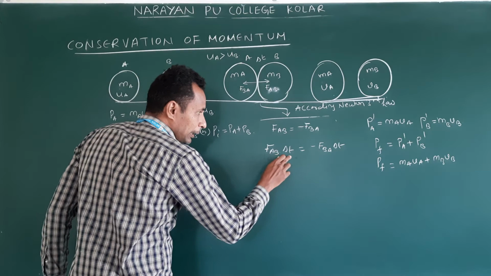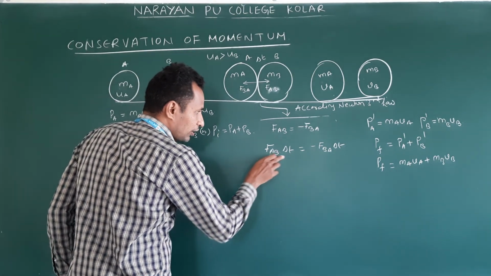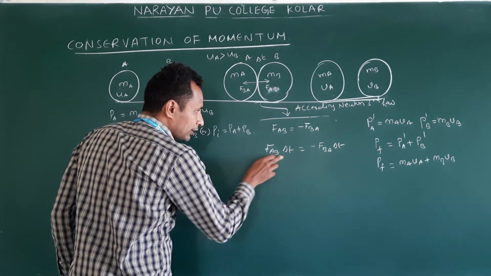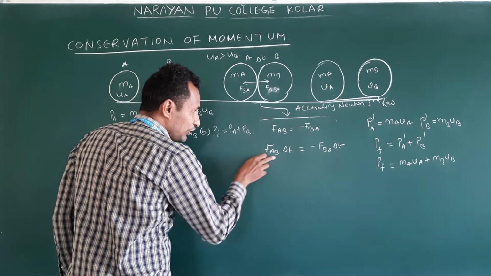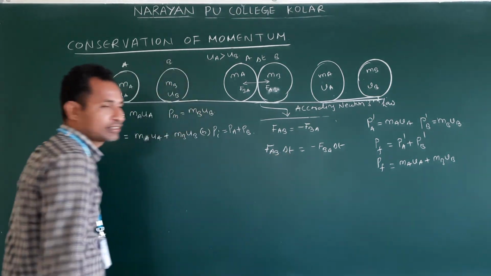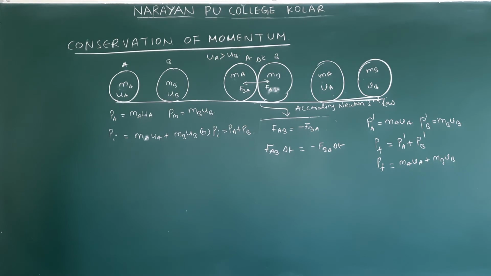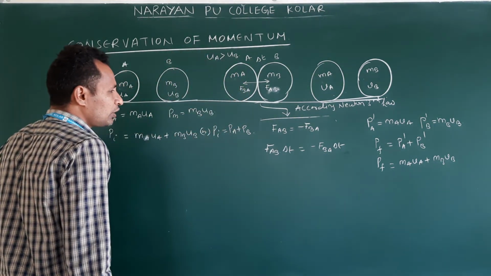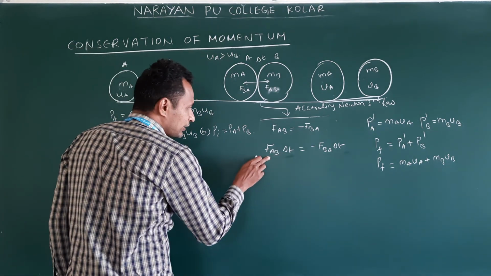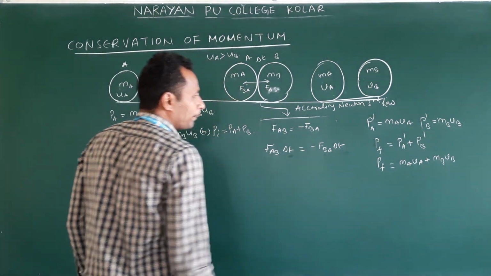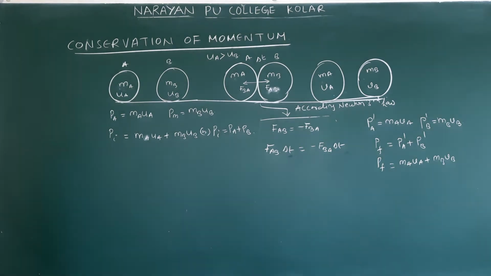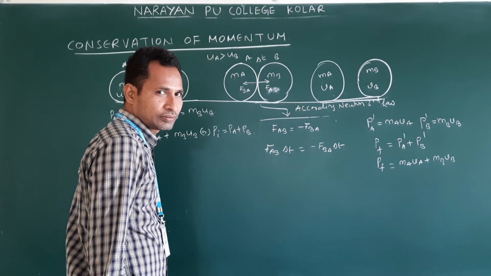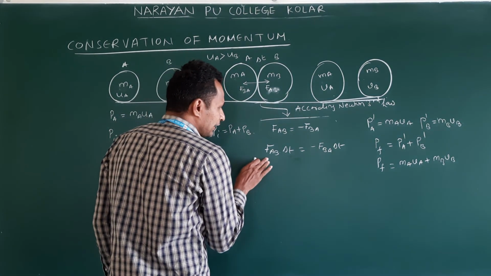Now F into AB, what is that? F into delta T. It is an impulse, right? It is an impulse. Here also impulse. Then how do we write? Impulse in A, impulse in B. Okay? Now this is impulse in A, this is impulse in B.